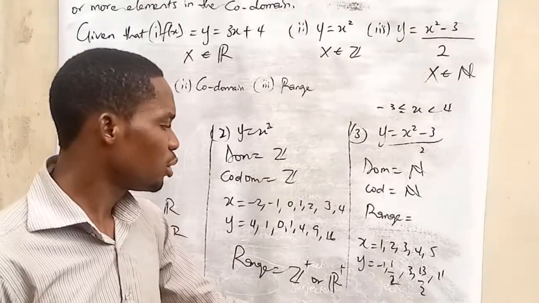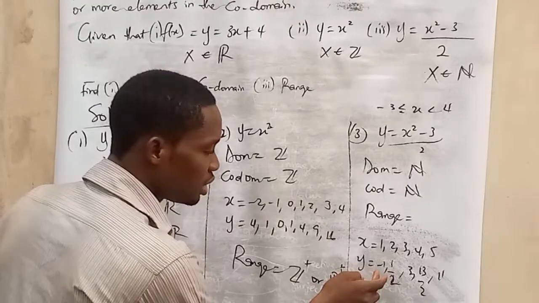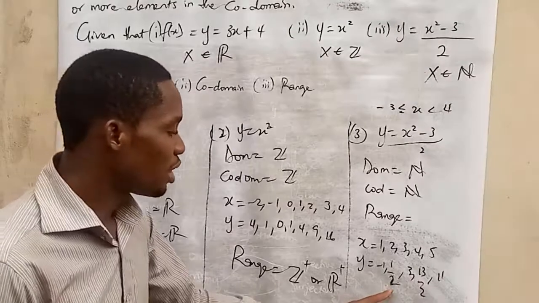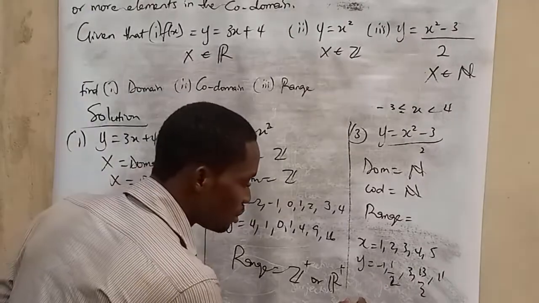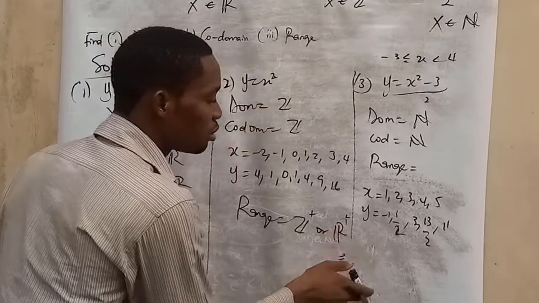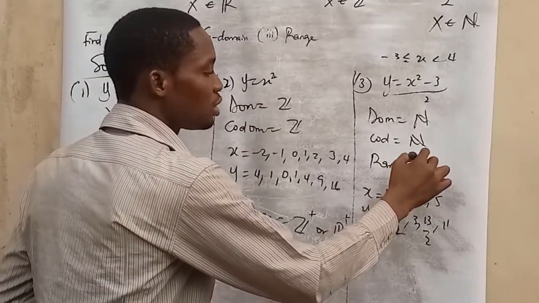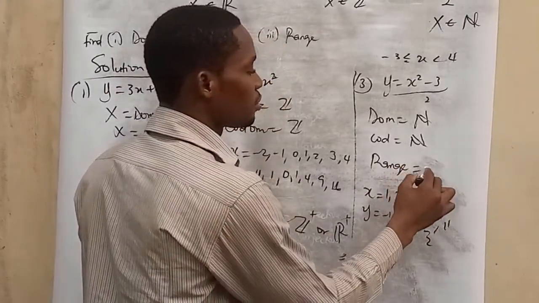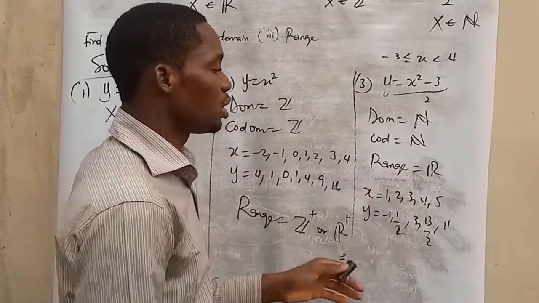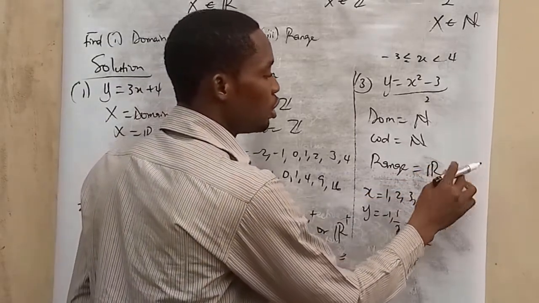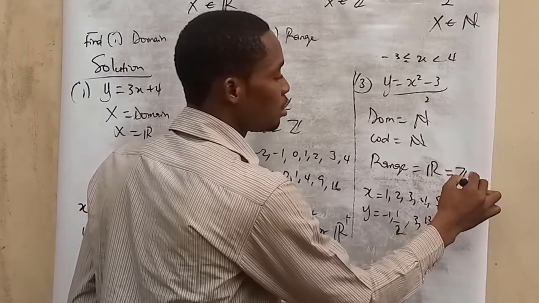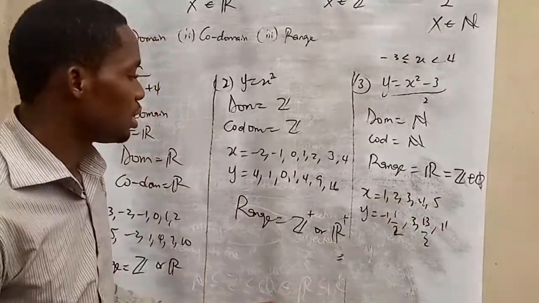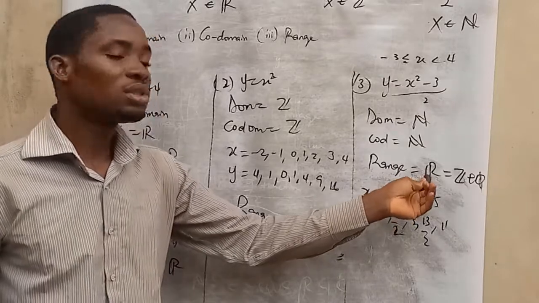Now looking at the values of my y, they look like rational numbers. But we also have integers: negative 1, and positive 11. Those are integers, and we have rational numbers here. In this case, I cannot say that my range equals the set of natural numbers. Never. It is not equal to natural numbers. But my range will be equal to the set of real numbers. Why? Because your real numbers comprise your natural numbers, your integers and your rational numbers. That's your real numbers. So in this case, my range becomes the set of real numbers.